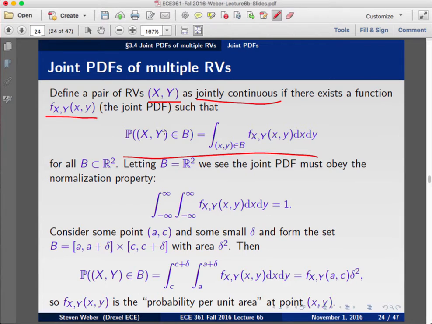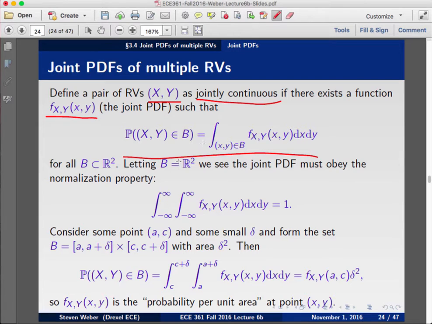Now, in perfect analogy with what was on the previous slide, we now say that this PDF, f sub xy, has the property that the probability that the pair of random variables, x comma y, is in this region B, where now B is a subset of the xy plane, is found by integrating, and this is a double integral, over all xy pairs in that set, the density at each point x comma y.